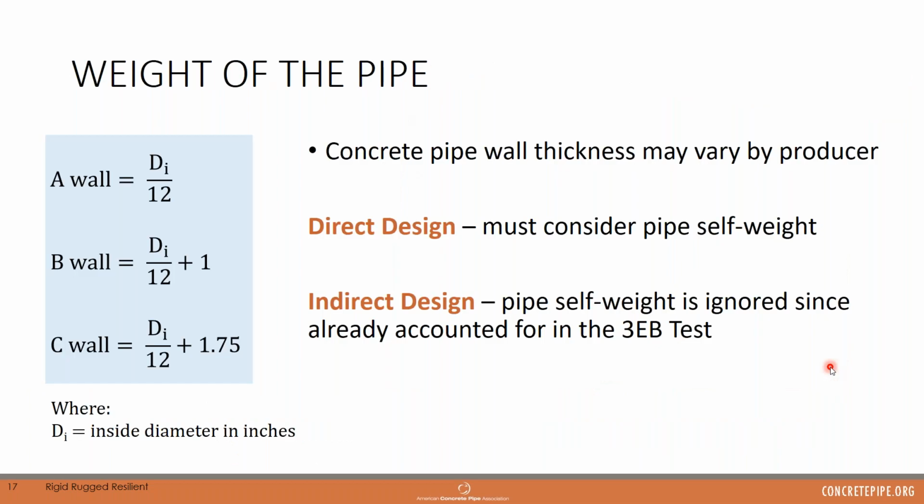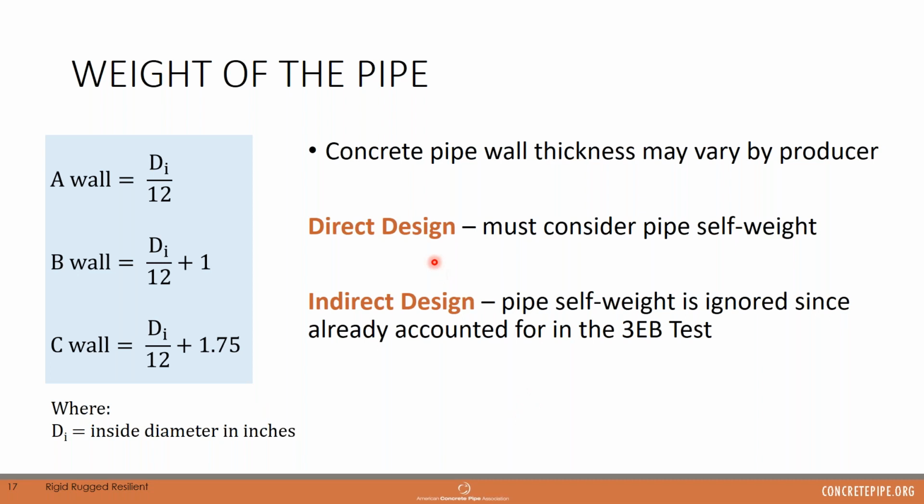Now, when you're designing pipe, obviously you're going to wonder, well, what about the weight of the pipe itself? If you talk to your local producer, they will often use terms like, well, we have a B wall or a C wall. These are the equations for those wall types. It's just a function of its inside diameter. And they do vary between producers. So you should get some local knowledge there.